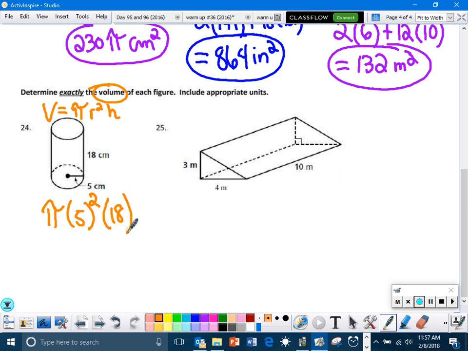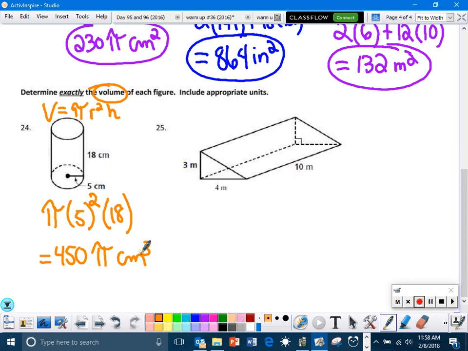Now, don't do anything to the pi symbol. The pi symbol is going to stay in our answer. Take your calculator and take 5 squared times 18. You should get 450. So the answer is 450 pi centimeters cubed. Volume is cubic, so cubed.